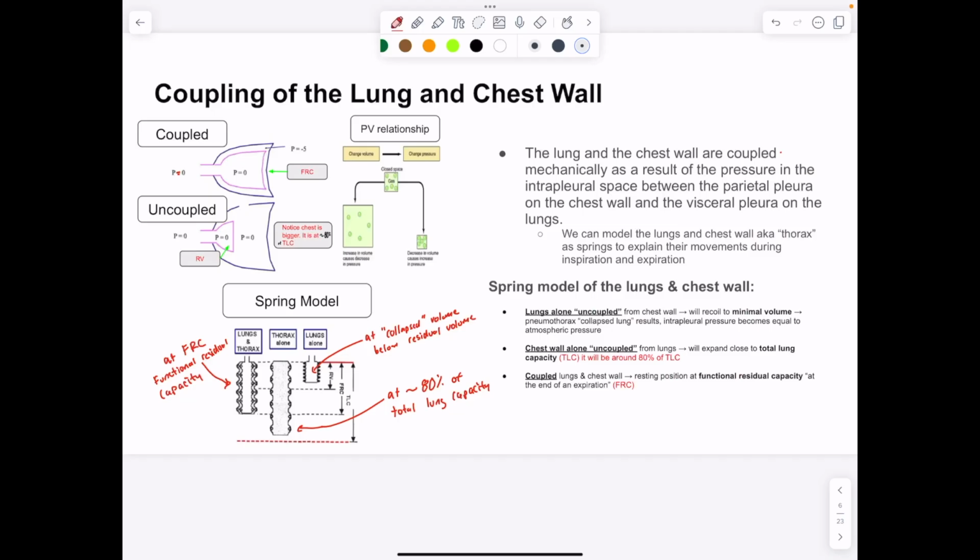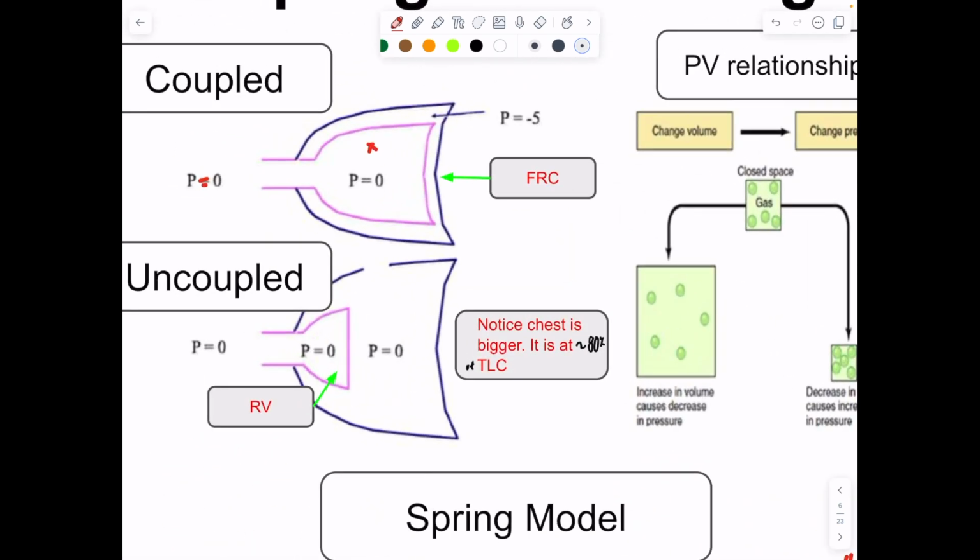All right, so now we're going to talk about what's going on with the lung and chest wall during breathing from a physics point of view. Basically we say that the lung and the chest wall are coupled, meaning we have the lung right here, we have the chest wall right here, and in between them we have an interpleural pressure.